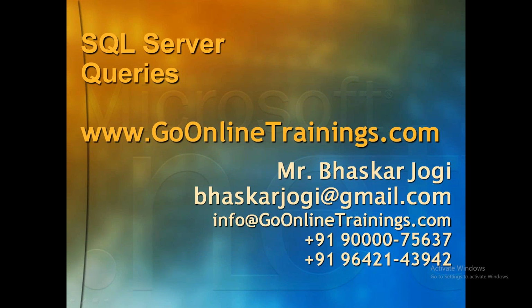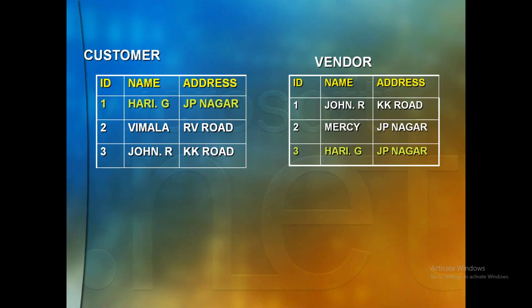Now, I wanted to tell you there is a customer table and there is a vendor table. I have two tables. ID, name, address, and I have some data. These two are independent tables. That means no primary key and foreign key relationship. Remember this point. These two tables are independent tables. That means no primary key foreign key relationship between these two tables. It is ID primary key in this table. This is ID primary key in this table. These two are independent tables.